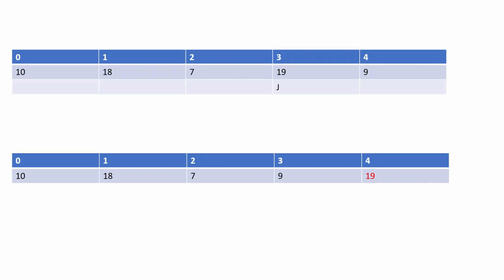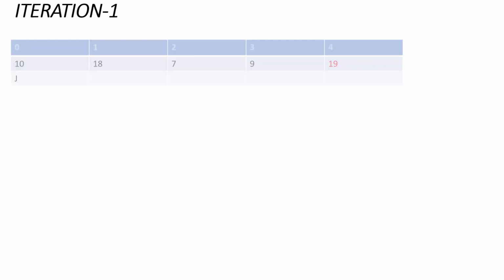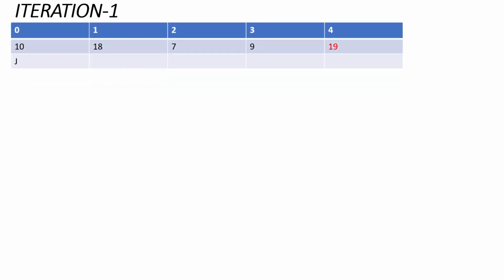So in the next iteration it is going to take these values, that is 10, 18, 7, 9, 19. So let us consider the next iteration, iteration 1. In the indexes 0, 1, 2, 3, 4 the values are 10, 18, 7, 9, 19 respectively. So again I'm initializing j with 0. In index 0 the value is 10 and in index 1 the value is 18, that is arr[j] and arr[j+1], which are two consecutive elements.